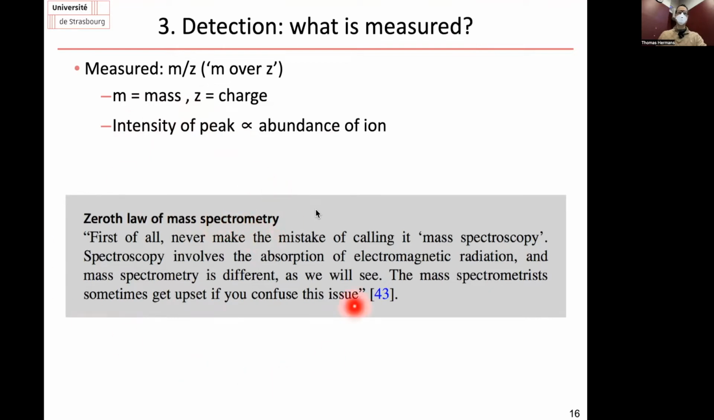This is kind of a joke towards thermodynamics, so they have the zeroth law of mass spectrometry. This is not really a real thing. It's more a joke in this book, to always call it mass spectrometry and not mass spectroscopy, because there's no light involved in mass spectrometry. So never say mass spectroscopy because some people will get angry.